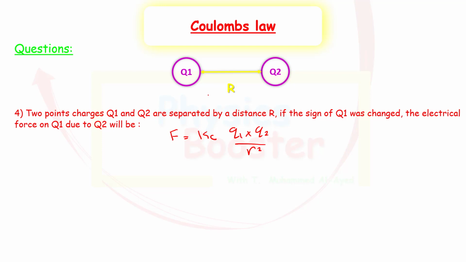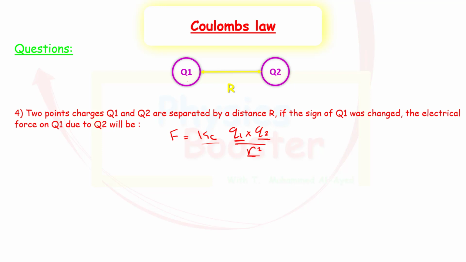So it's saying here that the sign of Q1 changed. So imagine if it was positive, then it became negative. What will happen to the force between them? Okay, so let's go back to the parameters here. Did Coulomb's constant change? No, it's constant. Did the charge change? Well, the charge changed its sign, but its value did not change. So Q1 is the same value, and Q2 is the same value, and the distance is the same. So this means that nothing will happen to the force.